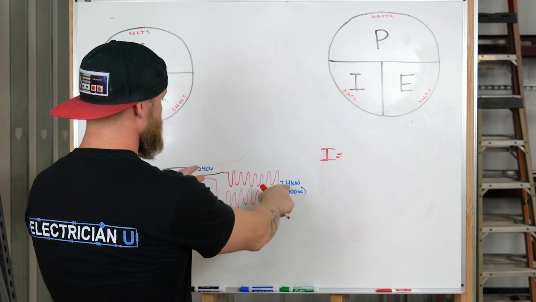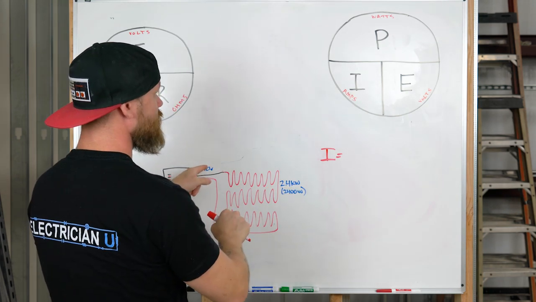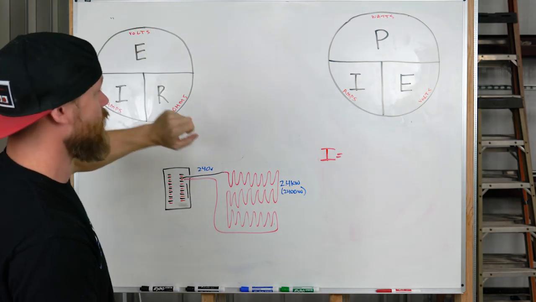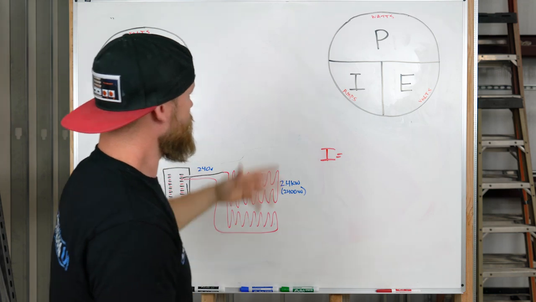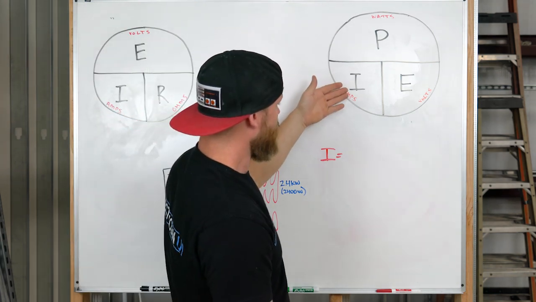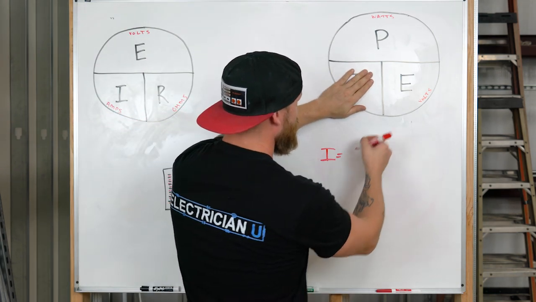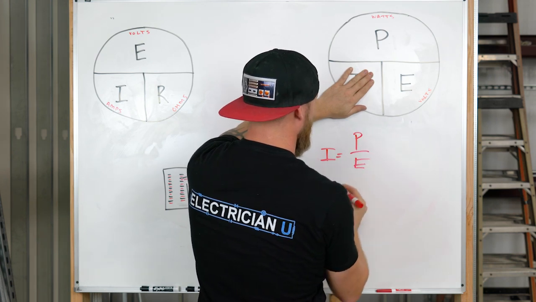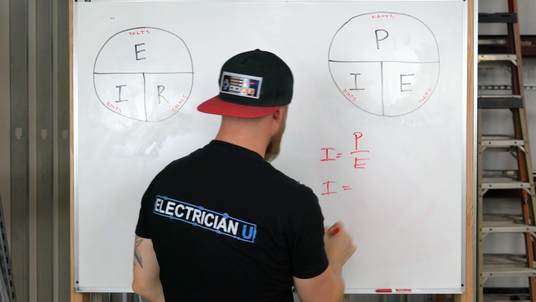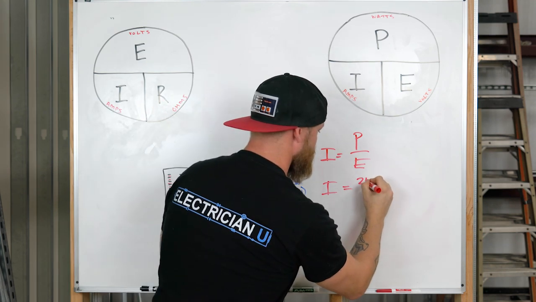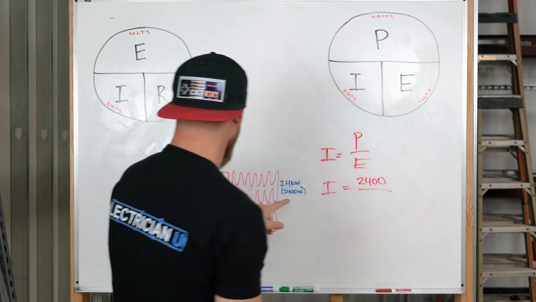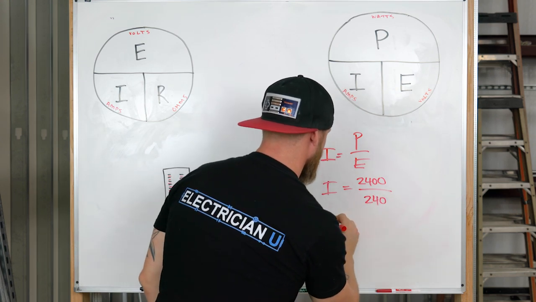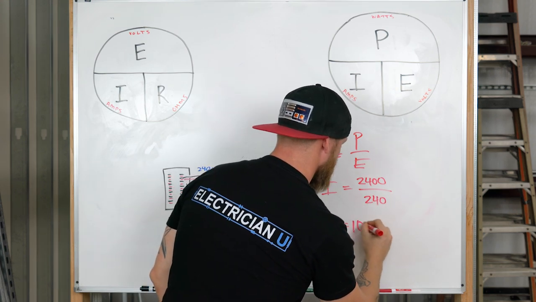So if we're going to use power and voltage, we can't use the resistance wheel, we have to use the power wheel. So we would try to solve for amperage, so we cover that value, and we know that our formula turns into P over E. We have our power, which is 2400 watts, and we have our voltage, which is 240 volts. So the current is 10 amps.